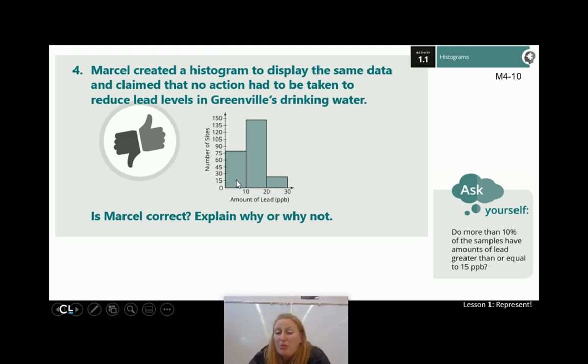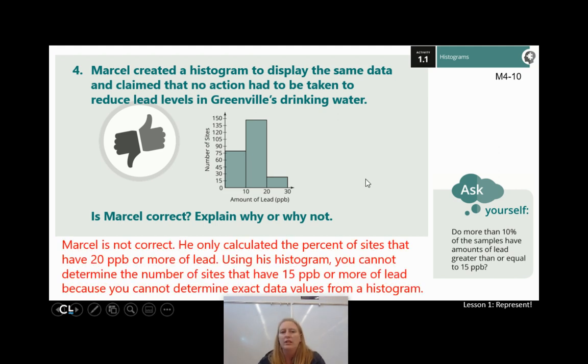So I noticed a problem right away with Marcel's histogram because he counted by tens. Do you see that? How he did bins from 0 to 10, 10 to 20, 20 to 30. And our bins went by fives. So I realized there's a problem. If 15 is the threshold, I can't tell with this middle bar how many of them are over 15 and how many of them aren't. That's a problem. So Marcel's histogram isn't good.